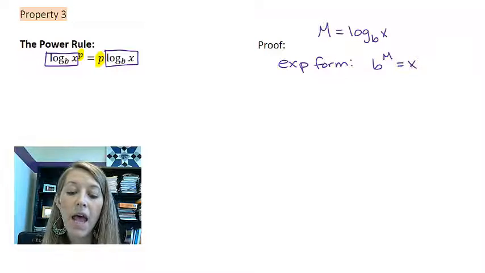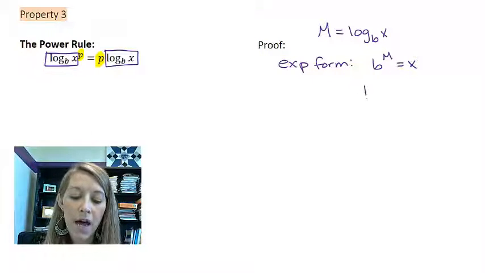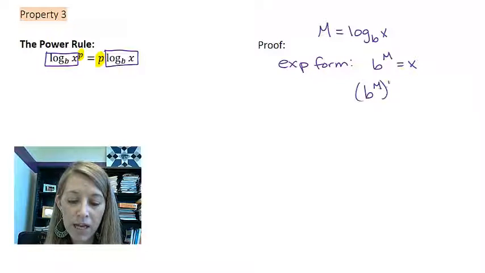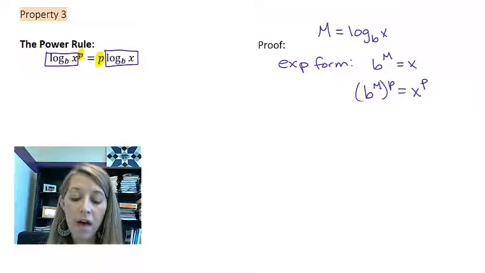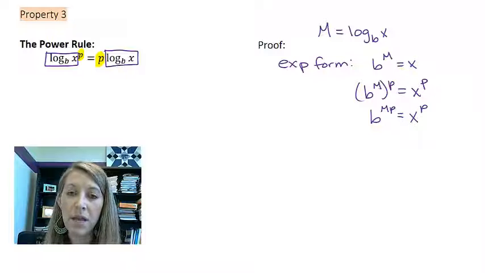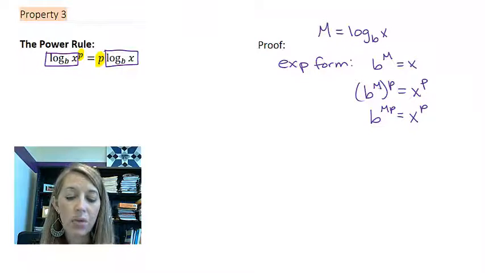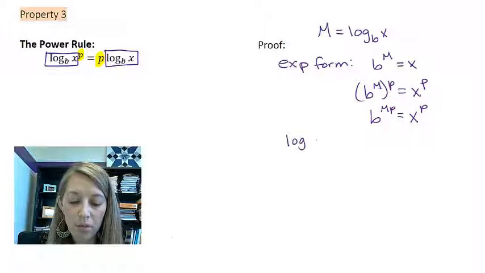And then I want to take this equation and raise it to a power p. I know that if I take both sides of an equation and I raise it to a power, that's okay because I'm raising both sides to this exact same power. Now, if I look at my exponential rules, I know if I have a power to a power, I can rewrite that as multiplication. So b to the mp is equivalent to x to the p. Now I want to change it back into logarithmic form.